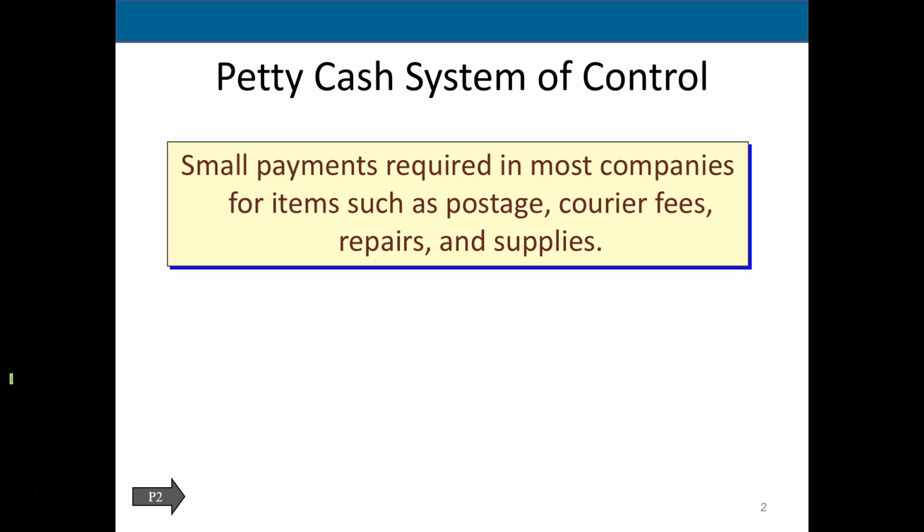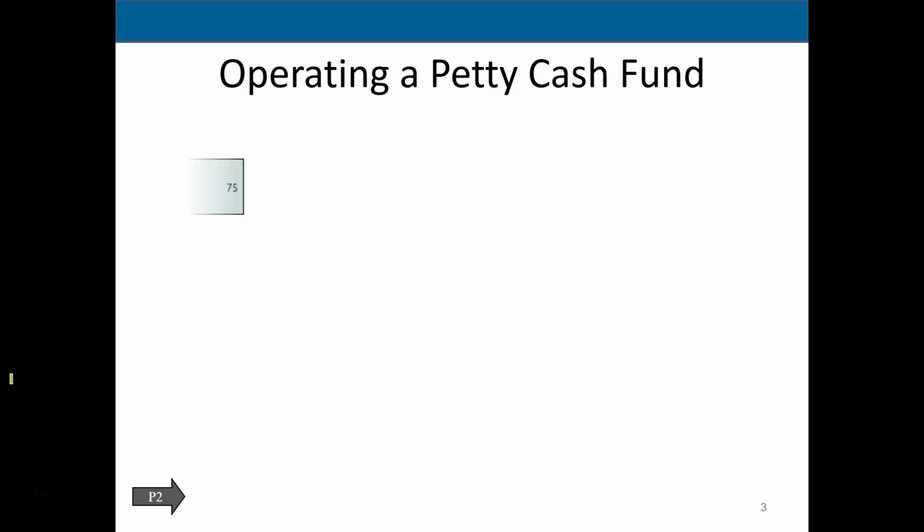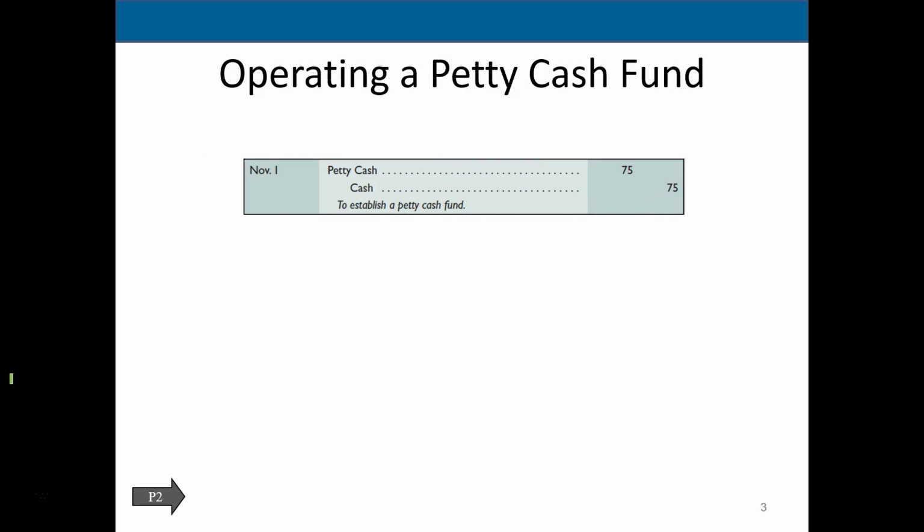Small payments required in most companies for items such as postage, courier fees, repairs, and supplies could be coming out of the petty cash fund. Operating a petty cash fund. So first we need to put money into the petty cash fund. That's going to be the first thing that we will need to determine. We want to determine how much money we need in the petty cash fund at any given time in order to cover these obligations that we believe should be coming out of the petty cash fund.